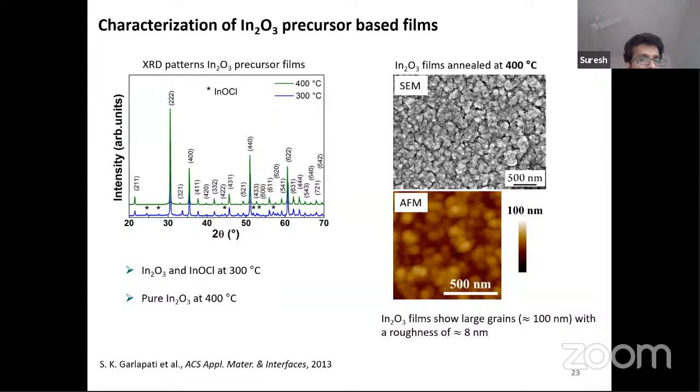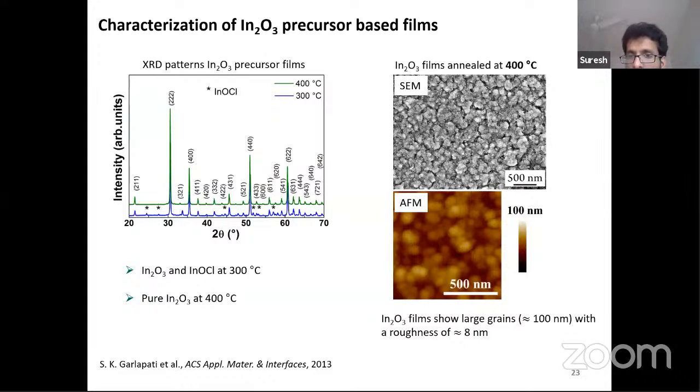So I did SEM to understand the morphology and also the grain structure. We can see the film is a completely continuous film, and the grains are actually very large in size. So further I did AFM.